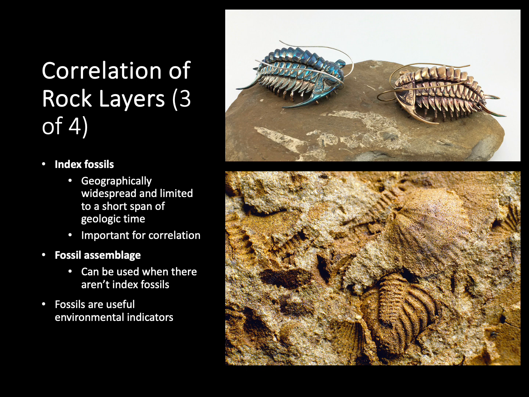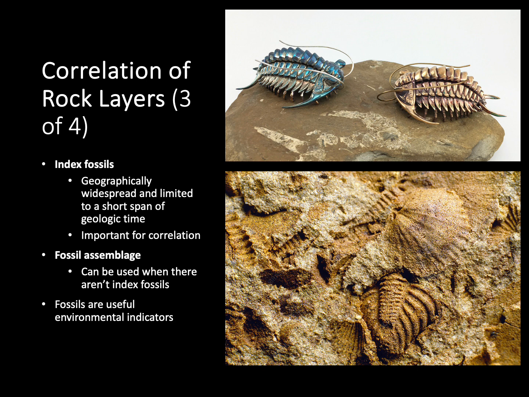So index fossils are found everywhere. They're geographically widespread, and they're found for a very short period of geologic history. If we find one of these trilobites, like we see in the upper image, this is a really important index fossil. It's going to help us not only identify the age of the rock that it formed in, but also help me correlate rocks between different locations.